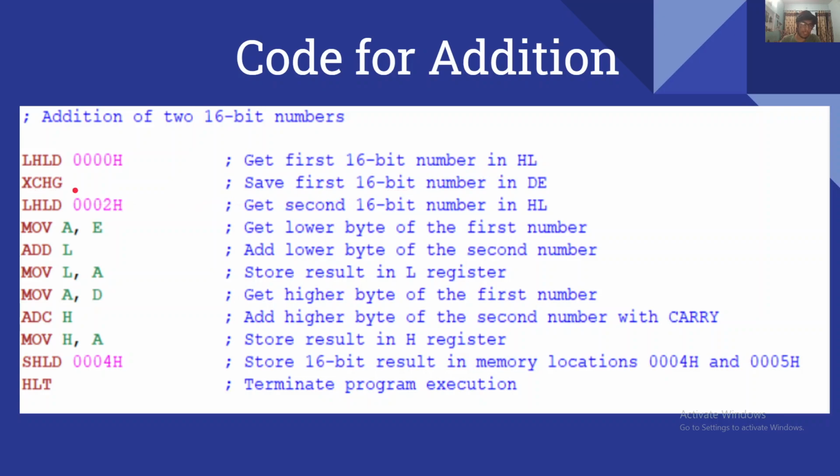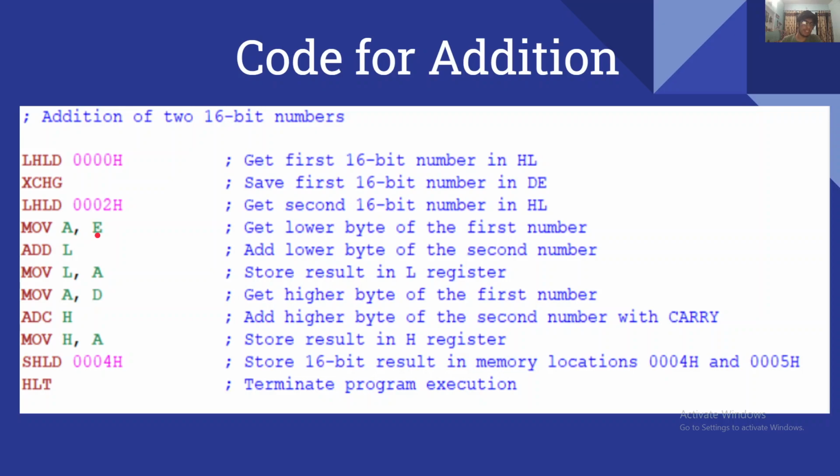XCHG copies the content of the HL register pair to the DE register pair. So now the first number is stored in the DE register pair, and now again loading the HL pair with the values at memory addresses 0002 and 0003 respectively. 0003 goes to the H register, and 0002 goes to the L register. So this way the first number is stored in the DE register pair and the second number is stored in the HL register pair.